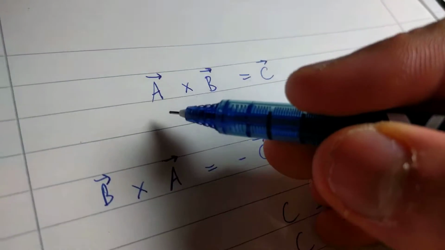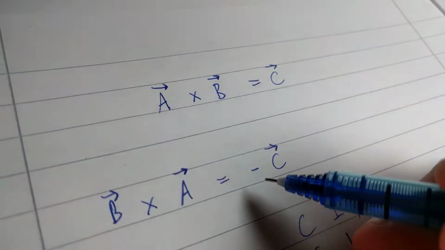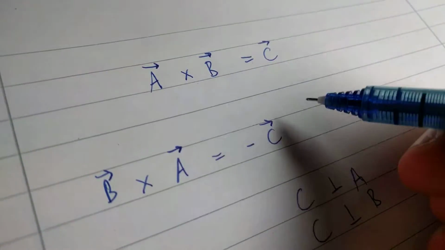So we can draw the relation that A cross B, if that equals a vector C, then B cross A will equal the negative of the vector C.